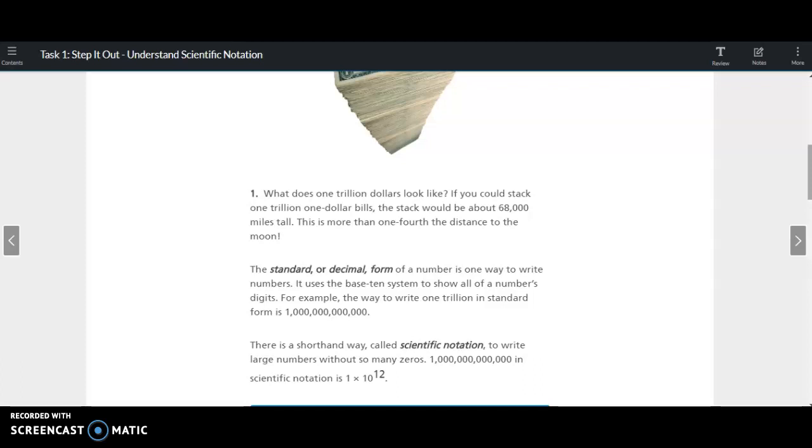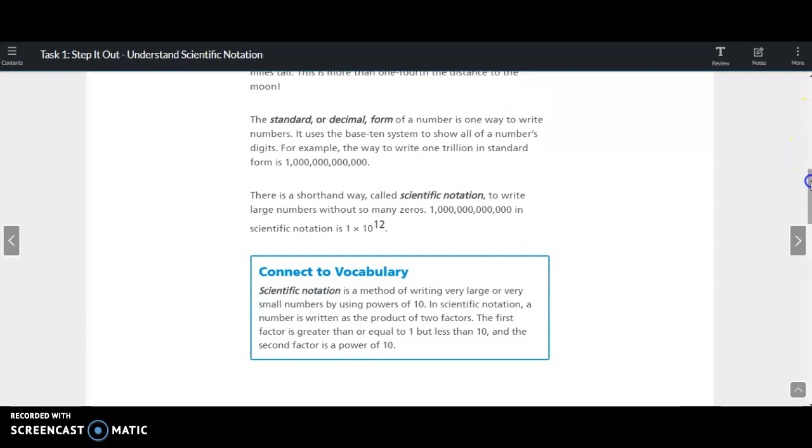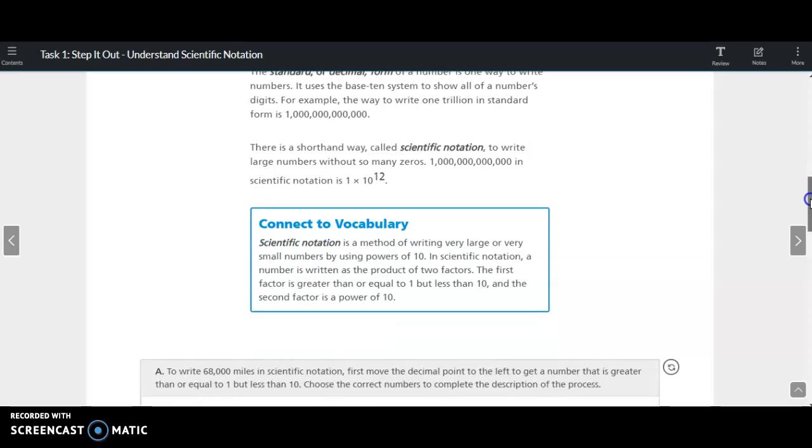Because $1 trillion has all of these zeros in its digits, you have 3, 6, 9, 12 digits, 12 decimals. We can rewrite $1 trillion using scientific notation, where we have 1 times 10 to the power of 12. So that is the purpose of scientific notation, taking very large or very small numbers and using the power of 10 to rewrite it in a multiplication problem so that we can understand it.